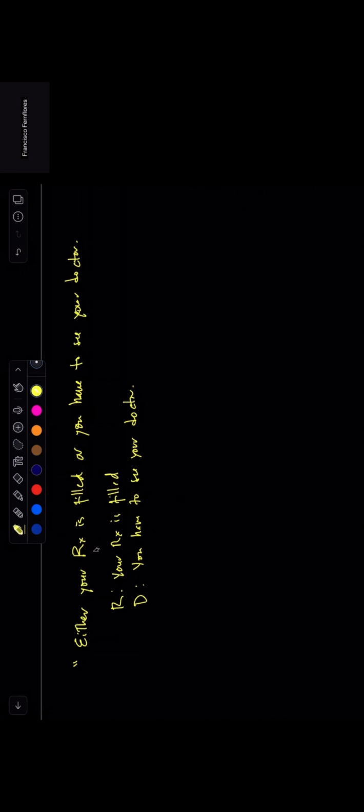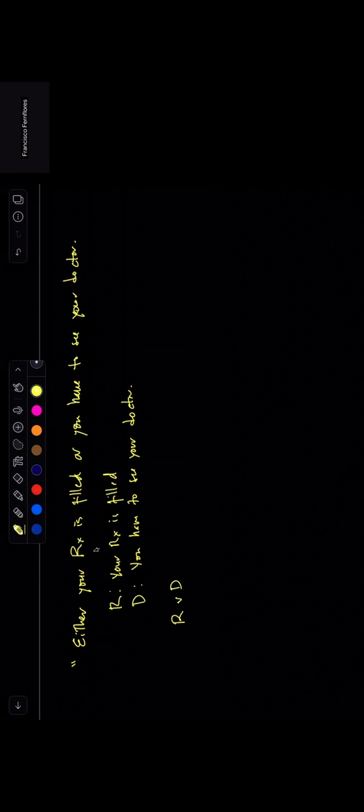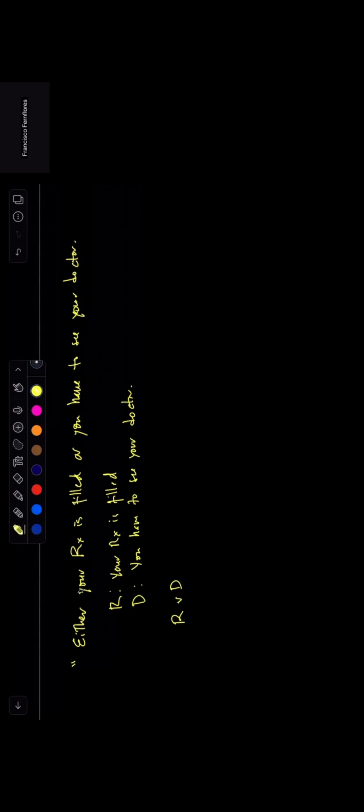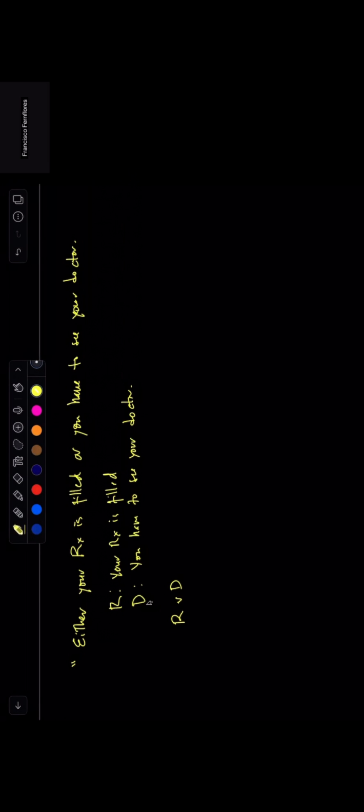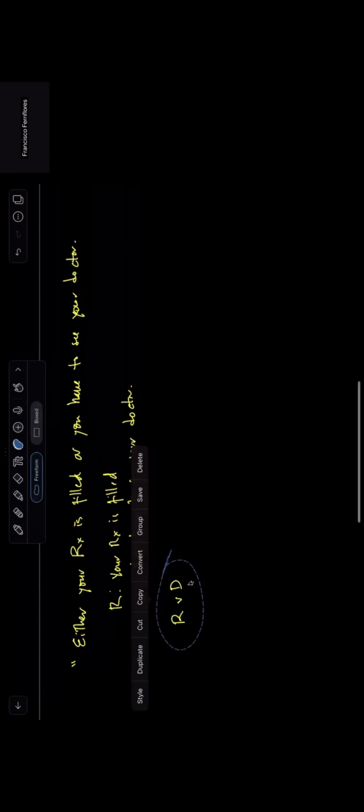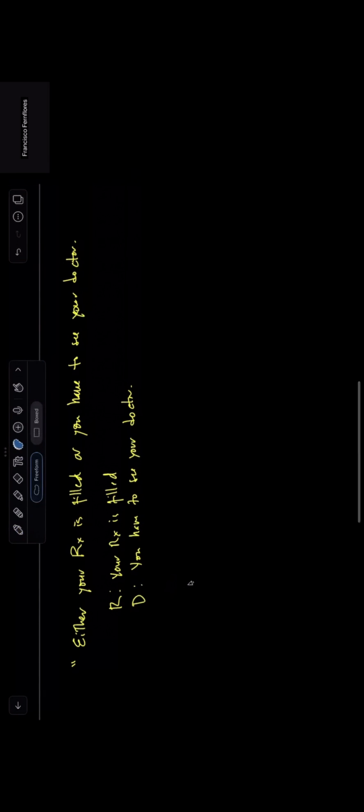So this is an example where it would probably be incorrect to symbolize this as R or D, because that leaves open the possibility that both R is true and D is true. And that's very unlikely to be what the pharmacist meant. So how do we write down what the pharmacist meant? Because the pharmacist did not mean R or D. So let's not leave that on there. Let's get rid of that. So how do we write this down? How do we symbolize what the pharmacist said?